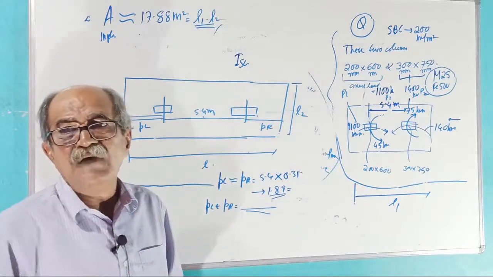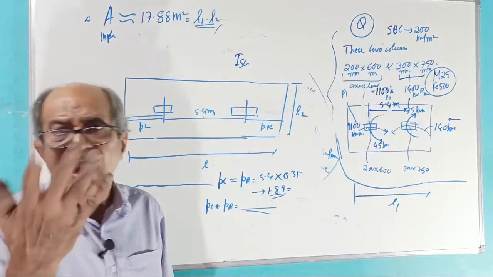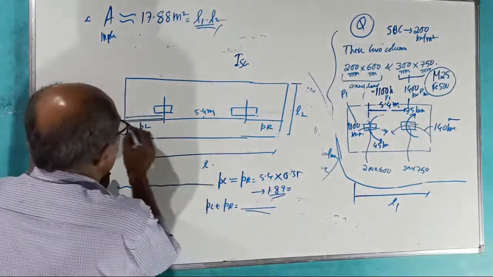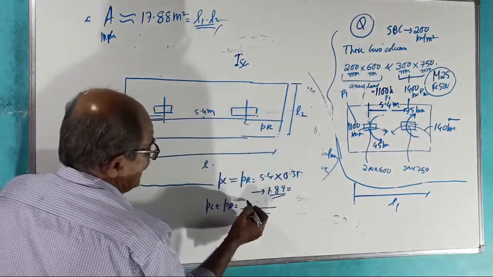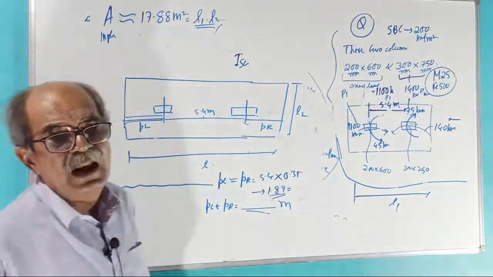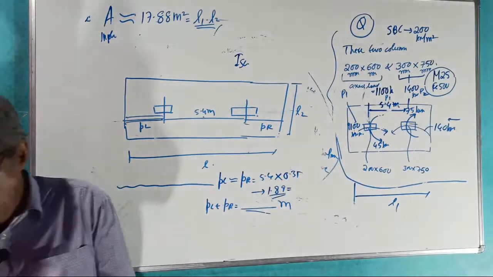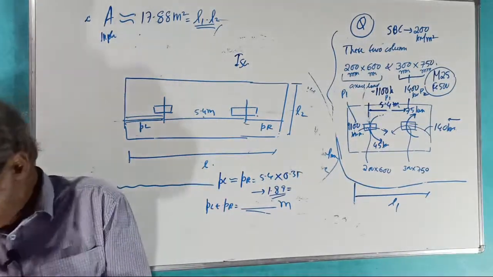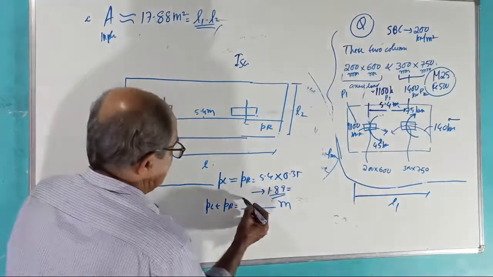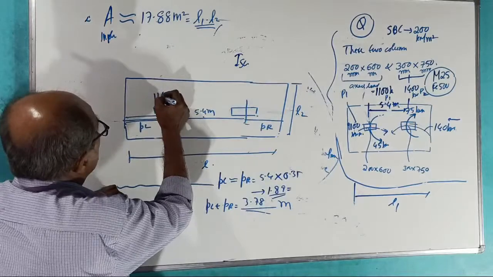All, because you don't depend on my only writing on the board. What all I tell, write it. So your PL plus PR equal to how much? Answer. Again, if I explain, it is insulting for you. PL plus PR equal to how much? 3.78. Okay.